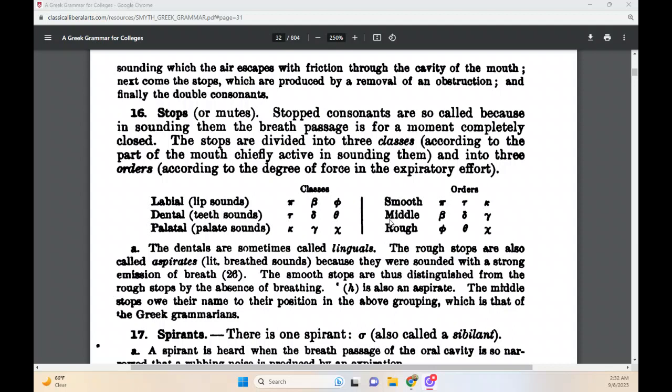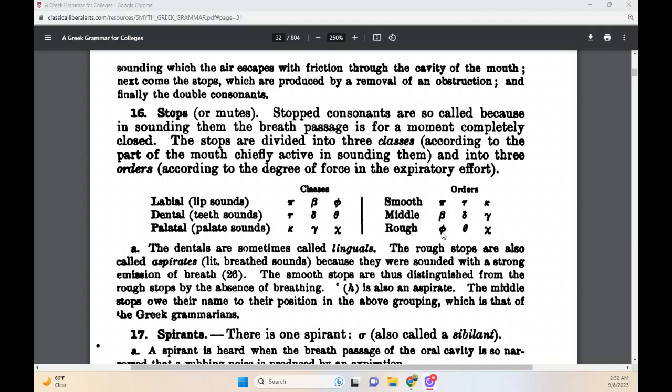Then we've got the middle stops, which are produced with voice, which is sort of a gentle force, just the vibration of the vocal cords. Beta, delta, and gamma. B, d, g. A little more force required than p, t, k. And then lastly, we have the rough stops, which require forceful breath.